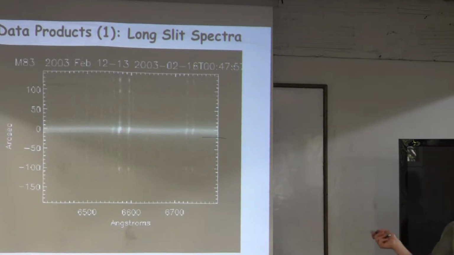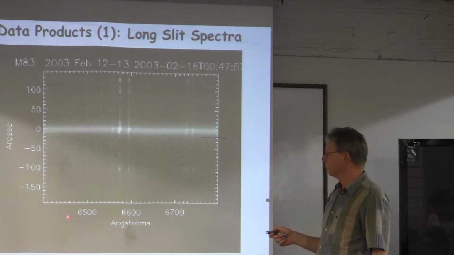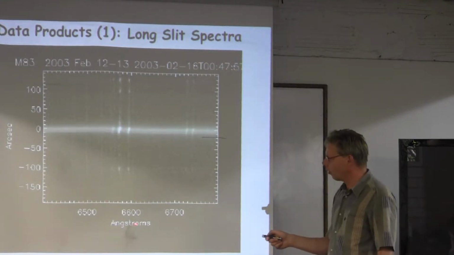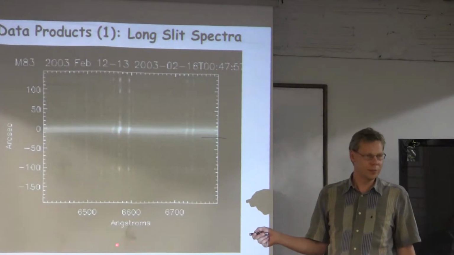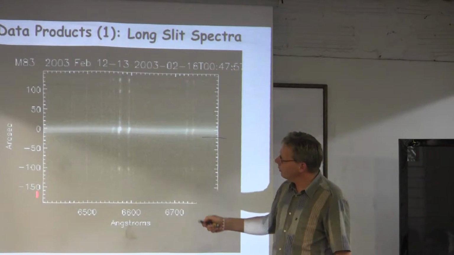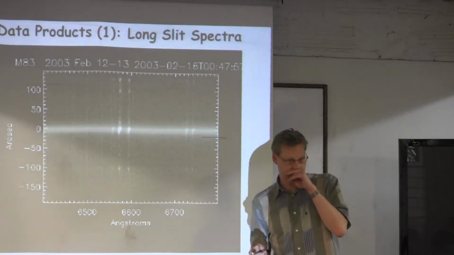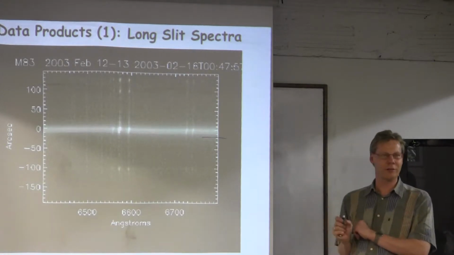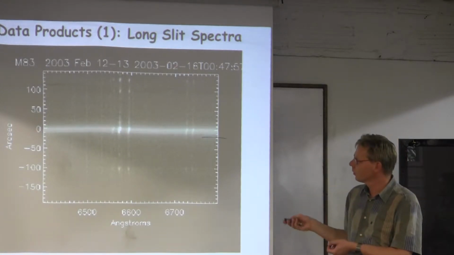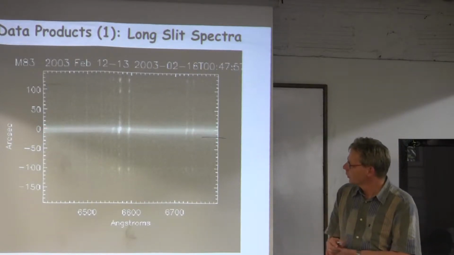So maybe you can help me to explain what we see here. Okay, so on this axis here it says angstroms. So that's probably the wavelengths. On this axis here it says arc seconds. So that's probably some spatial information on the sky, just relative angle with respect to the field.